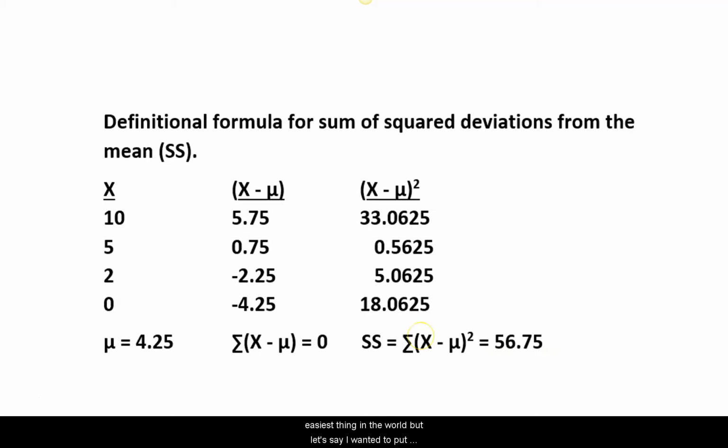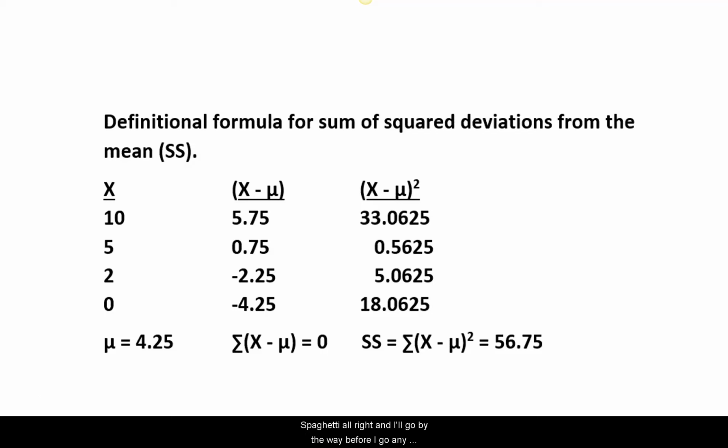I mean, it wasn't the easiest thing in the world. But let's say I wanted to put myself through the mild heartache of doing it the other way, of subtracting the mean from each number. This would be the definitional formula for the sum of squared deviations from the mean. It's just a little bit more complicated practically because of the squared decimals. So I subtract 4.25 from each number and I get 5.75, 0.75, negative 2.25, negative 4.25, and then I've got to square that spaghetti, right?